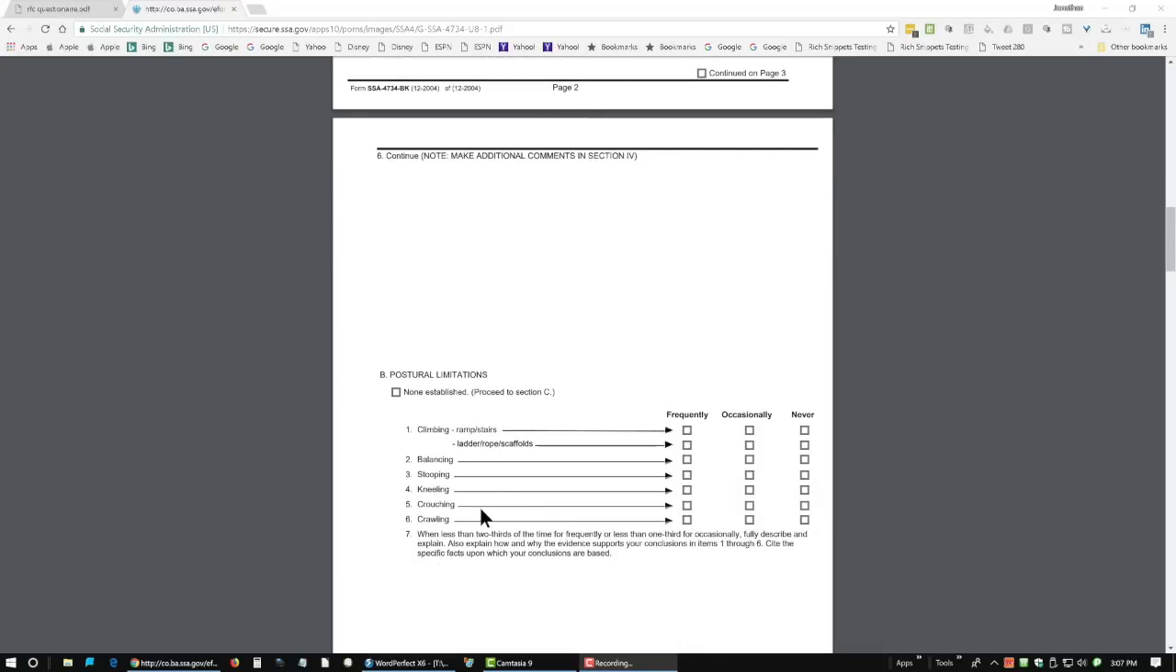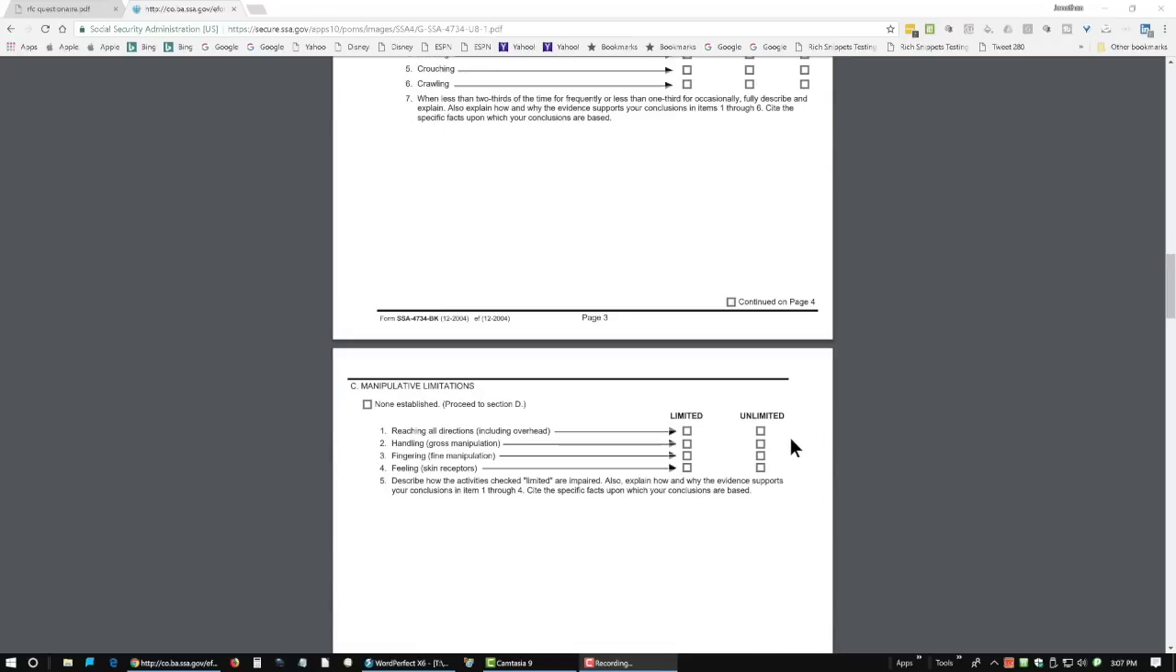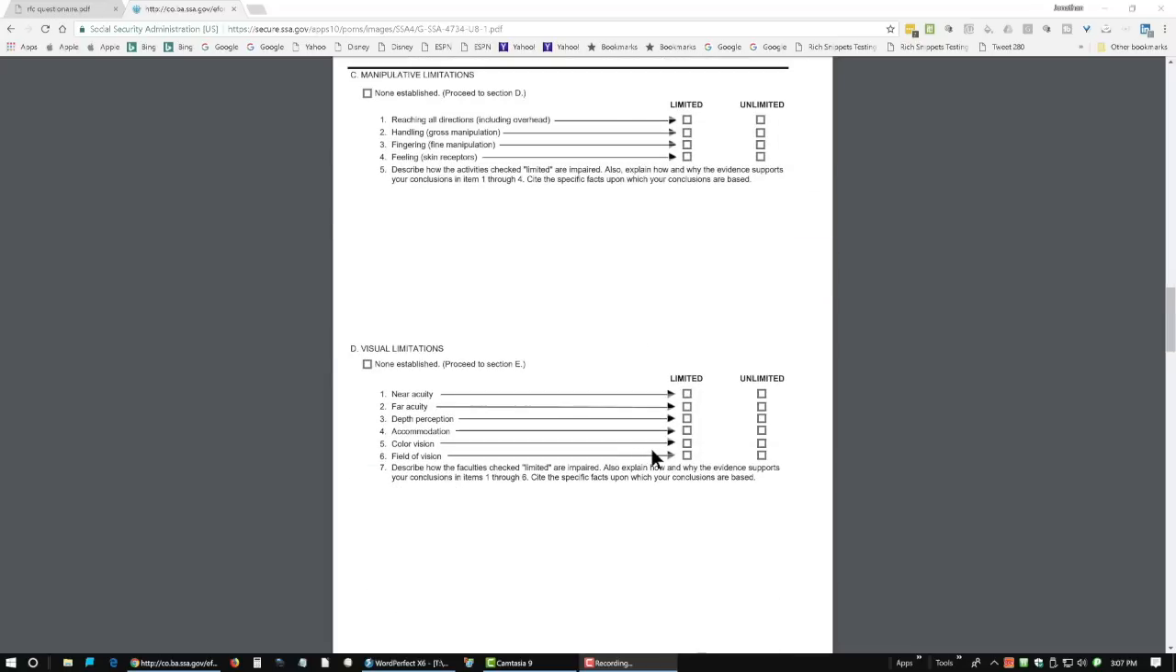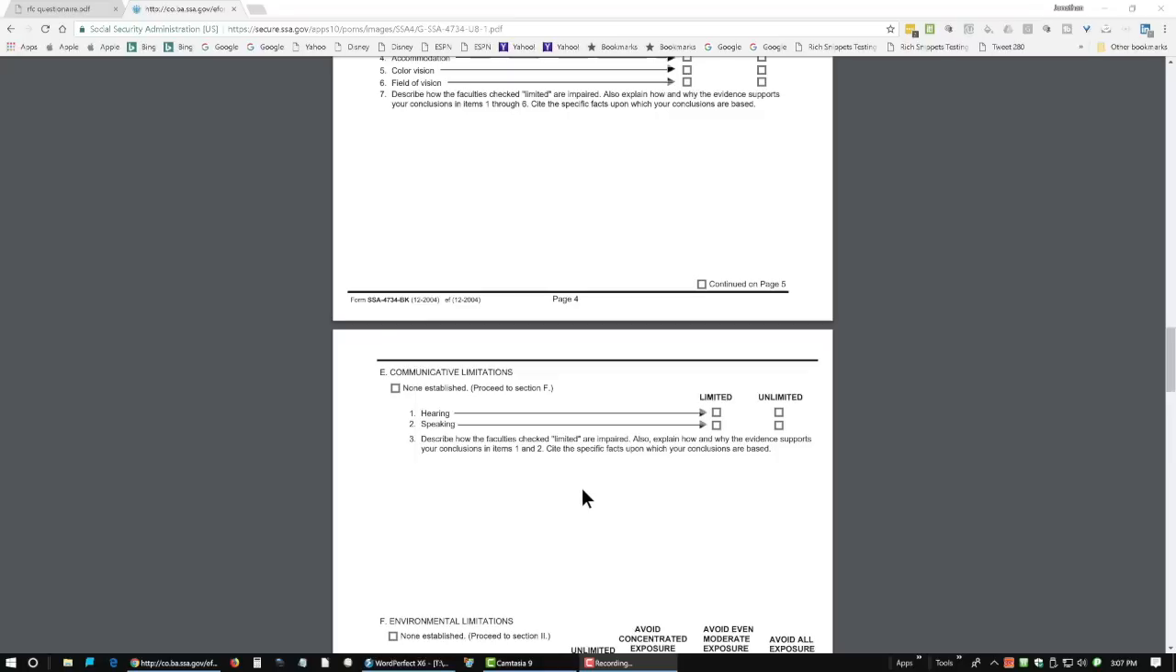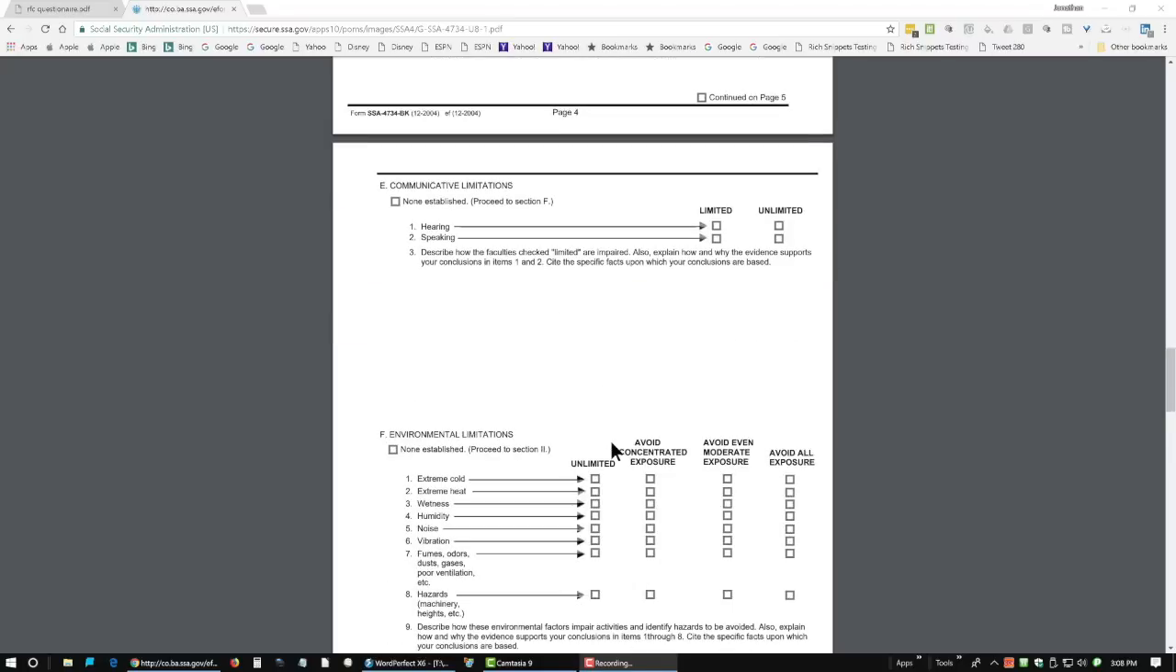Here, climbing, balancing, stooping, and kneeling, we have frequently, occasionally, and never. And again, obviously, never is going to be helpful. Manipulative limitations, reaching and handling, limited or unlimited. Well, again, limited, what does that mean? It says down here, describe what limited means, but again, you're asking a doctor to start writing narrative statements, which they're not going to necessarily want to do. It's a lot easier if you had unable to perform at all as one of the categories here. Visual limitations, again, limited, unlimited, but what does limited mean? To ask the doctor to write that out, that's difficult. The purpose of these forms is to make life easier for the doctor.